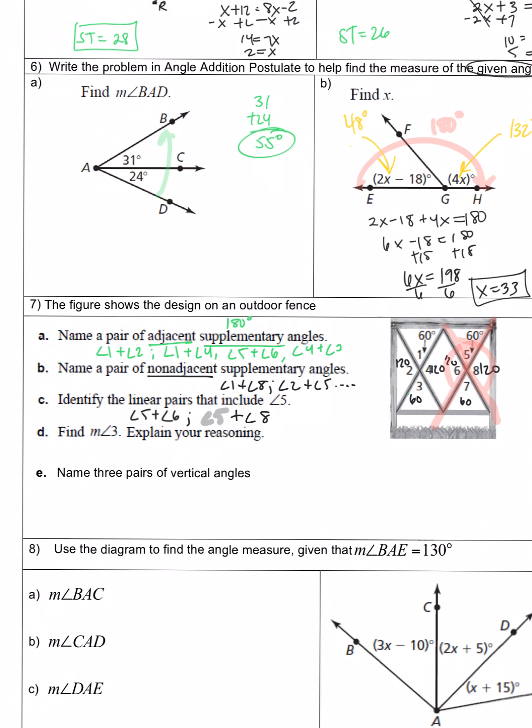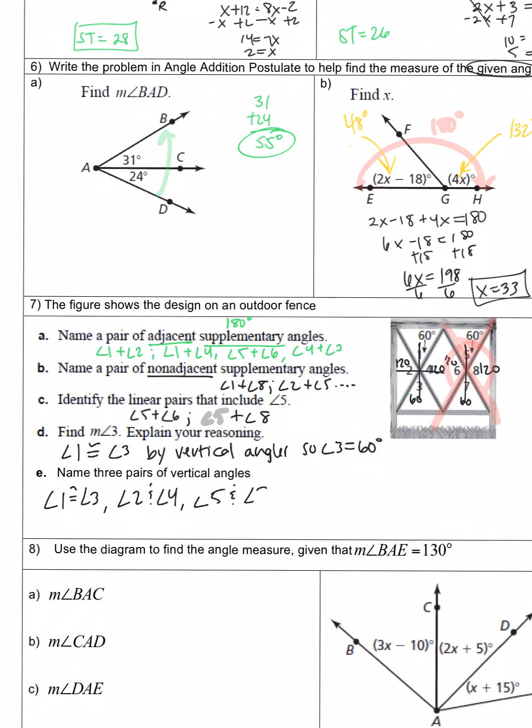Okay, find the measure of angle 3. Well, angle 3 is congruent to angle 1 by vertical angles. So angle 3 is 60 degrees. Name 3 pairs of vertical angles. Angle 1 and 3, we just said. 2 and 4. 5 and 7. And just in case, 6 and 8.